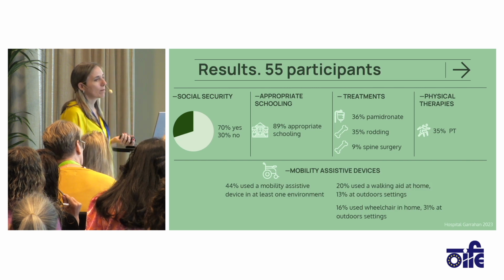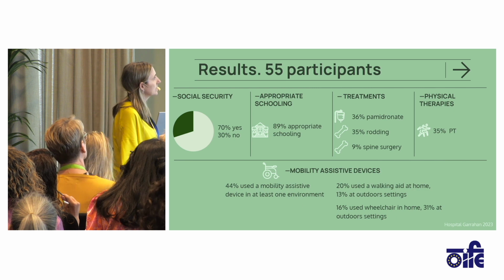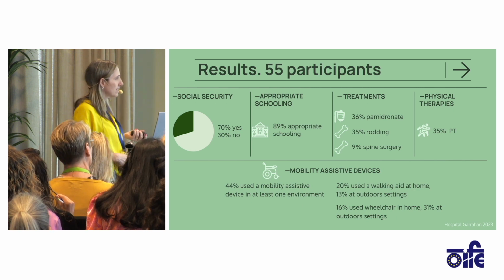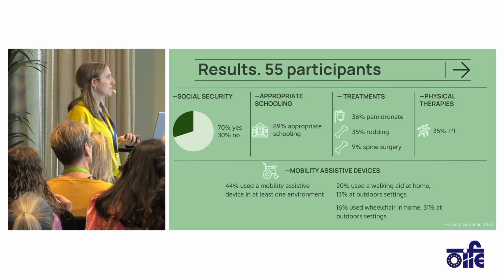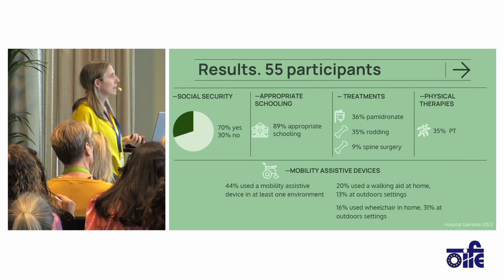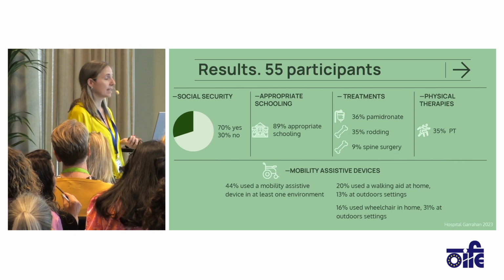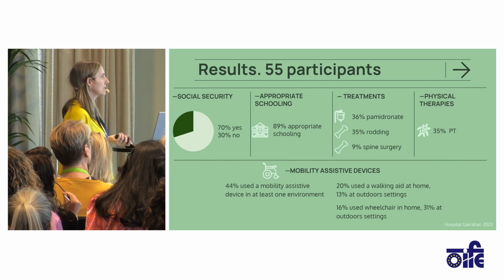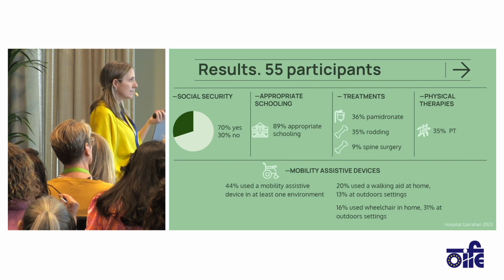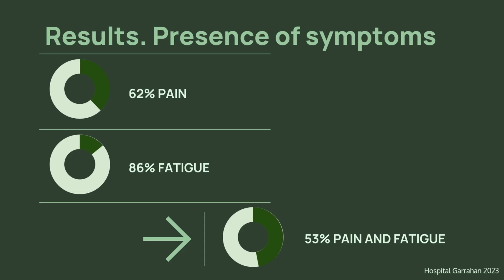Most of them were able to go to school and to the grade that was expected. 36% of the participants received pamidronate, 35% underwent rodding surgery, 9% had spine surgery, and 35% of the participants were doing physical therapy, that sometimes is difficult to find. 44% were using assisted devices, and you can see that the percentage changes depending on the setting.